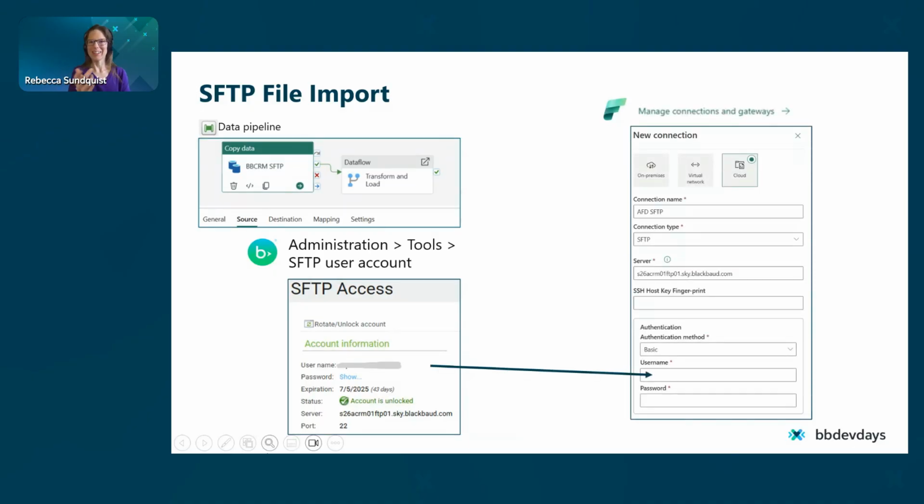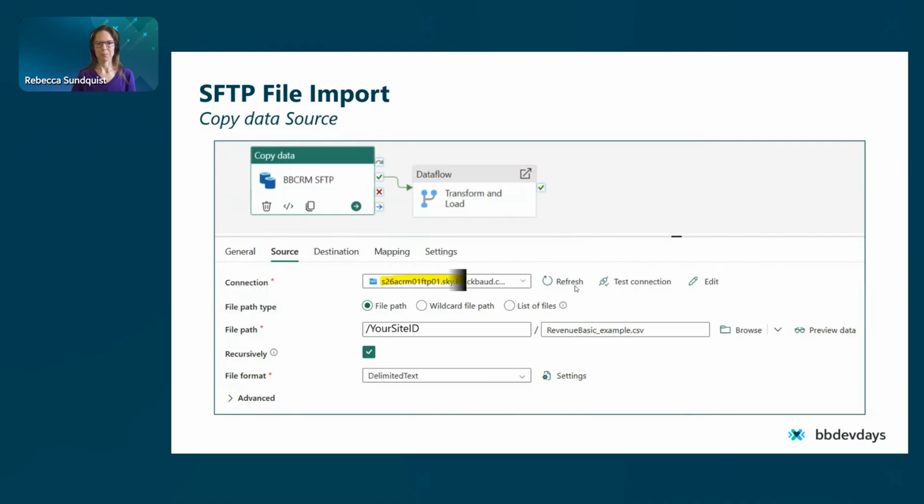Create a new connection under Manage Connections and Gateways. Our connection type here is SFTP. We're using this server information and the user access under basic authentication to make that connection. And then I'm just giving you a little bit of a preview. Many of you are probably not yet in Fabric. Some of you might be, and this might already be a little familiar.